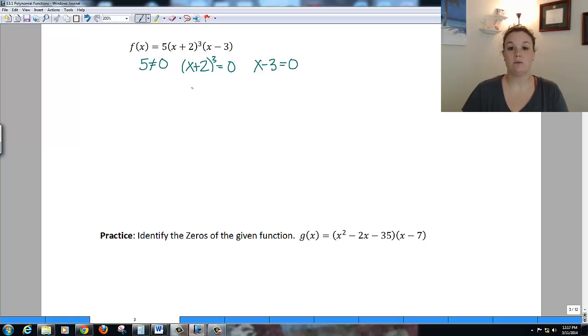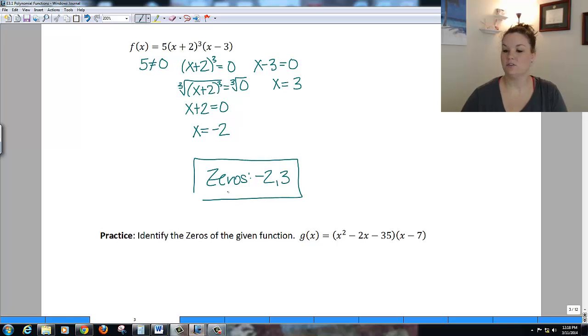Now on this first one, to get rid of a cube, I just take the cube root. Okay. And the cube root of 0 is just 0. So I'm left with x plus 2 equals 0. And then I can go ahead and subtract my 2 over, which gives me x is equal to negative 2. On the second one, when I move my negative 3 over, it becomes positive 3. So here, the zeros of my f of x function are negative 2 and 3.